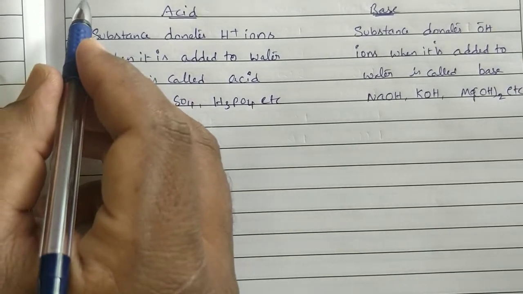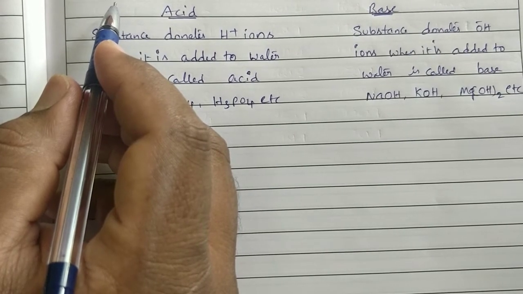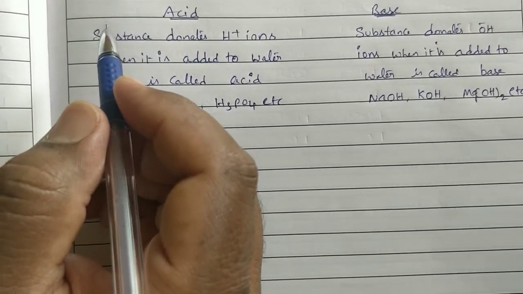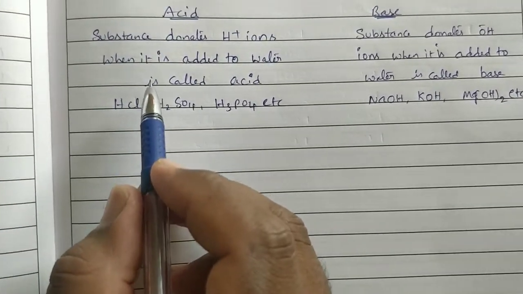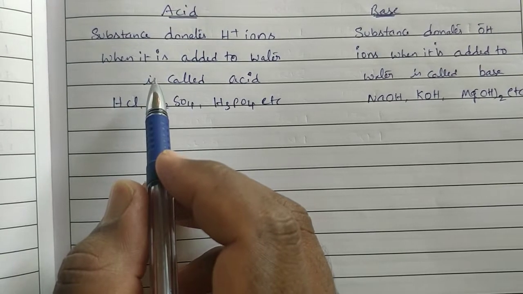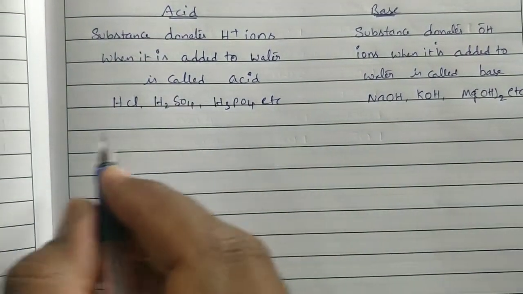This is the first theory, named after the scientist Arrhenius. This theory was proposed by Arrhenius. According to Arrhenius, the substance which donates H plus ions when it is added to water is called an acid. The substance which donates OH minus ions when it is added to water is called a base. Next, the second one.